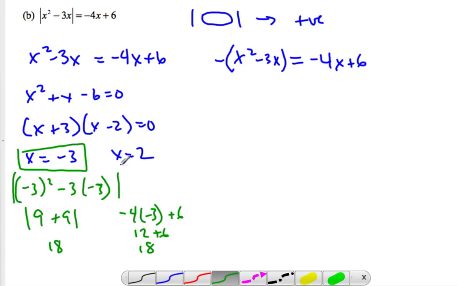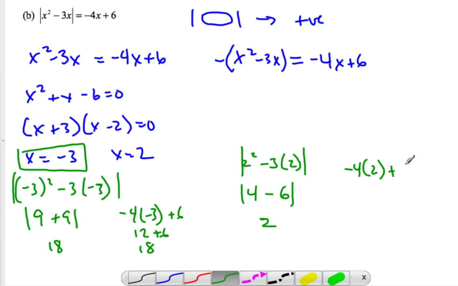Checking the 2 now, I have 2 squared minus 3 times 2, absolute value. So 4 minus 6 is 2. Put it to the other side, minus 4 times 2 plus 6 is negative 2. These aren't the same, so therefore scratch that one out.